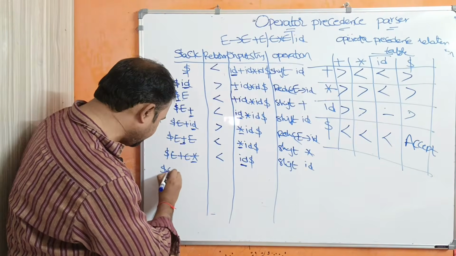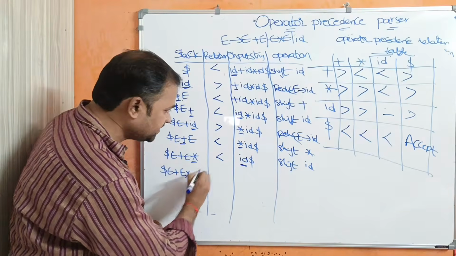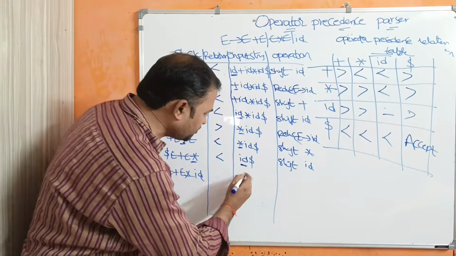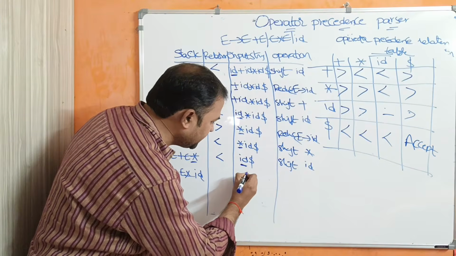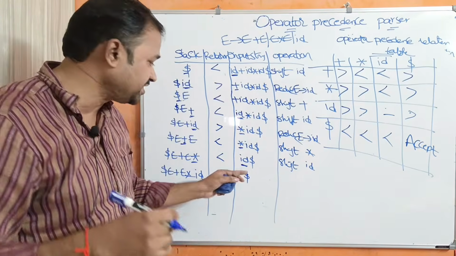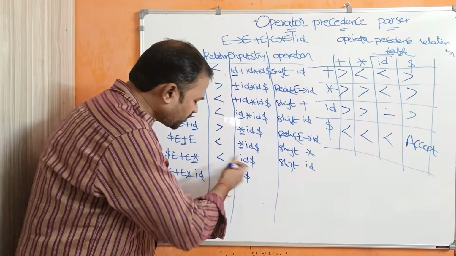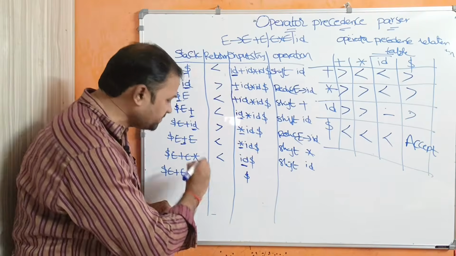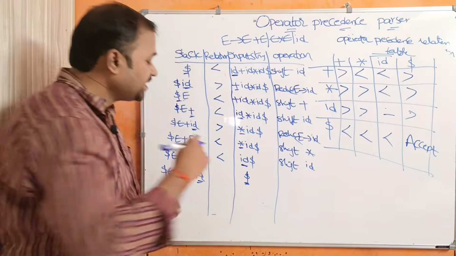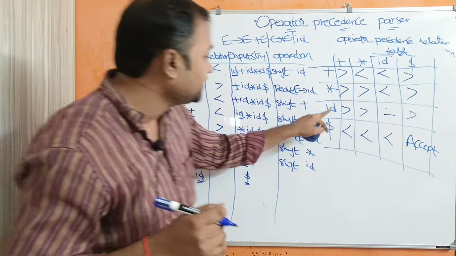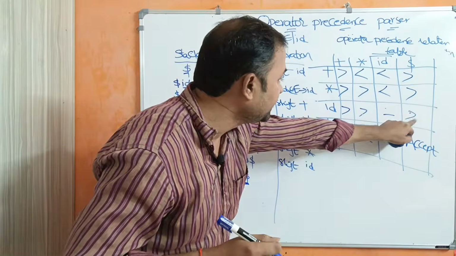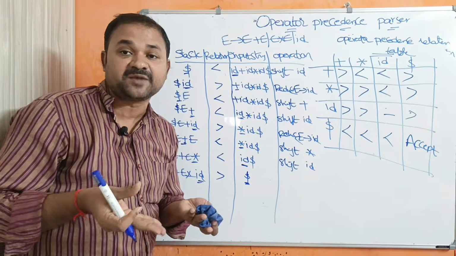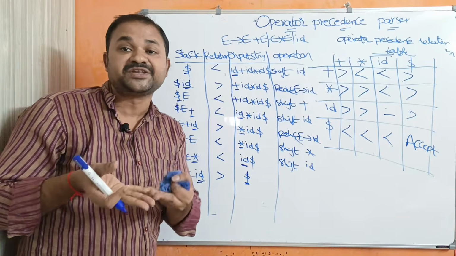So dollar E plus E star. So push id. So now id is pushed onto the stack. So the remaining input string is dollar. Now the stack's topmost symbol is id, whereas the input symbol is dollar. id dollar means what is the relation? Greater than. So that means stack's topmost symbol has higher priority. So we need to perform reduce operation.